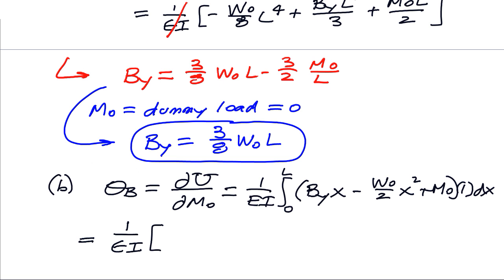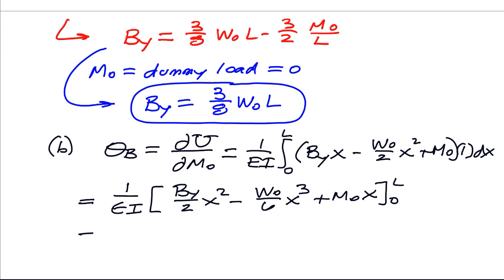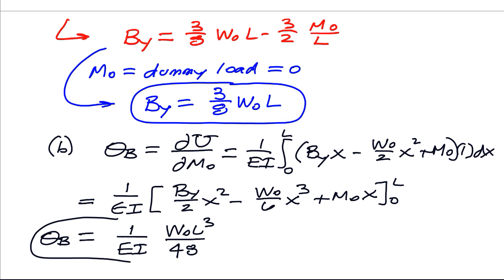So simply doing my integration, the integral of x gives me a 1/2 x squared. The integral of x squared gives me a 1/3 x cubed. The integral of M naught gives an M naught x, from 0 to L. So on the right hand side here, you get 1 over EI times W naught L cubed divided by 48. So this is the rotation at the end there on the right.